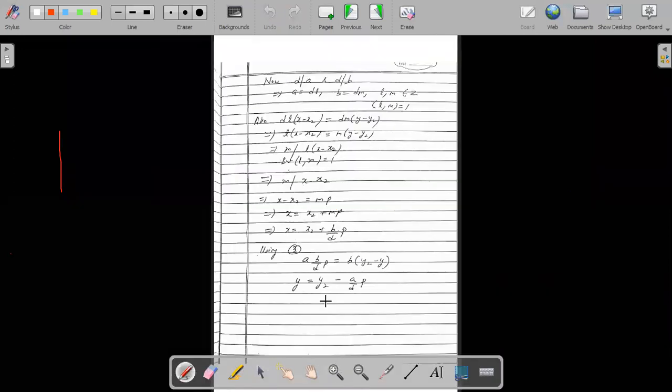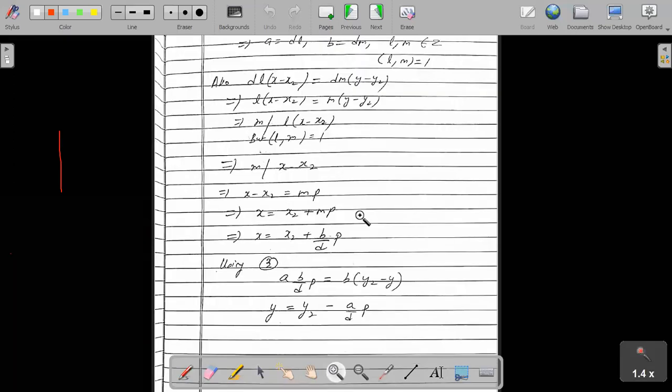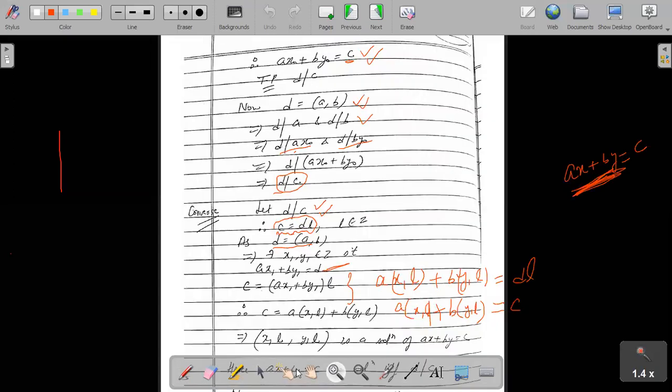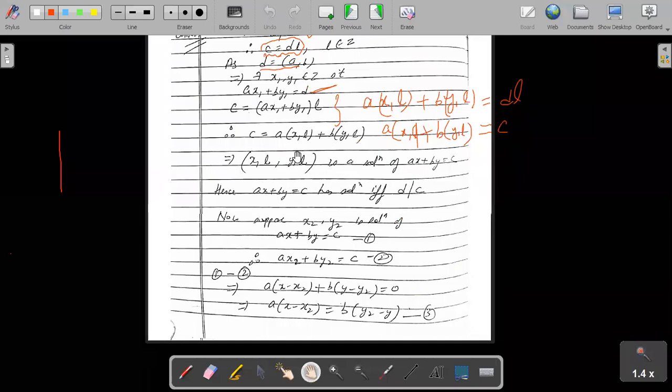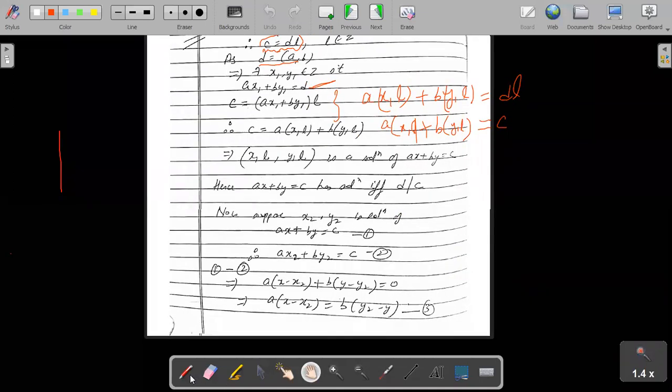Now we have to find the general root. We have to find the general solution, right? So here you see, we have proved that the solution exists. Now we will move to any solution.